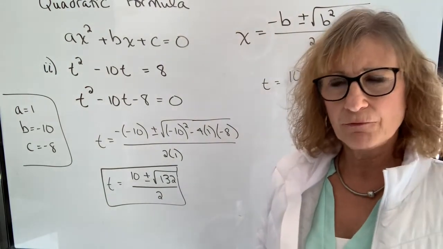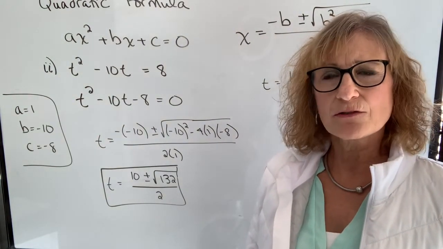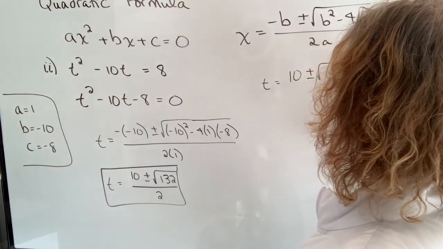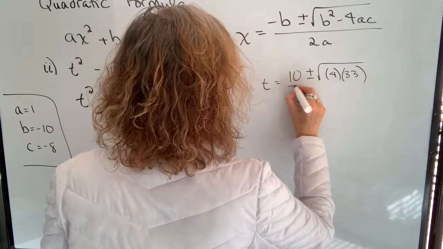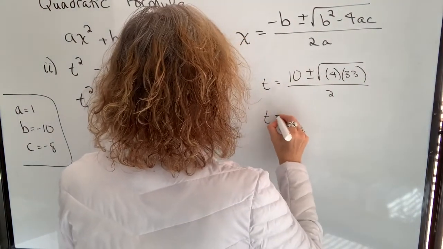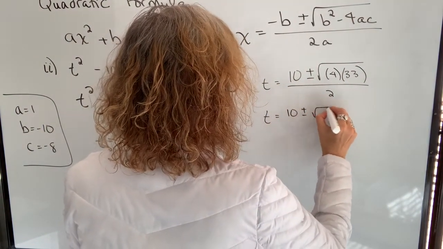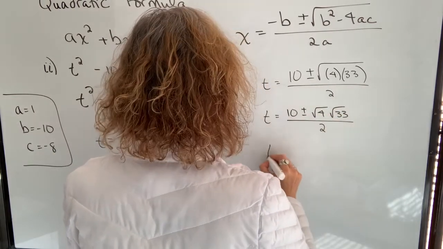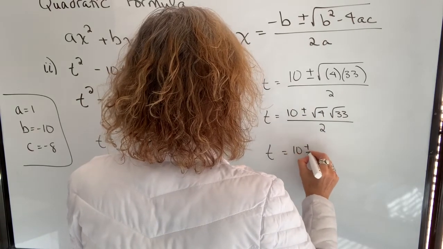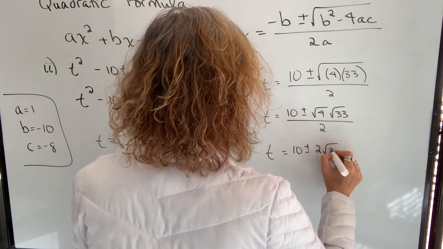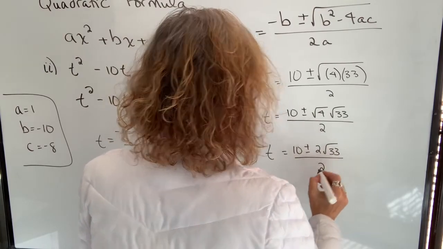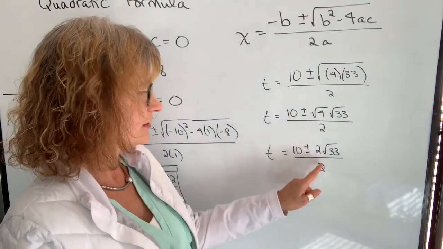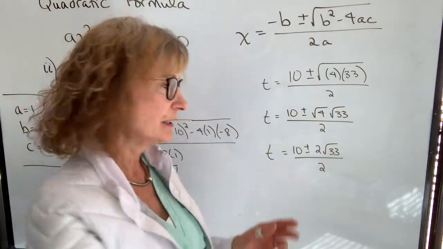132 has a factor of a perfect square, and that square is 4. So I can write 132 as 4 times 33, which I can separate: square root of 4 times square root of 33. Square root of 4 is 2. I'm still not done simplifying, but I just want to give you a word of caution. Do not cancel those 2's. I see that so often.